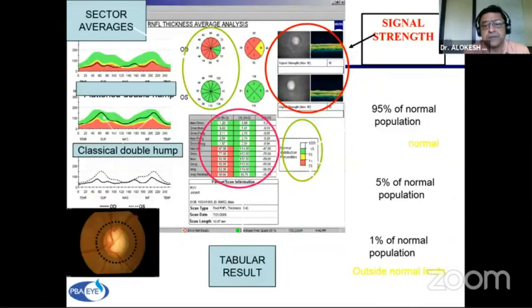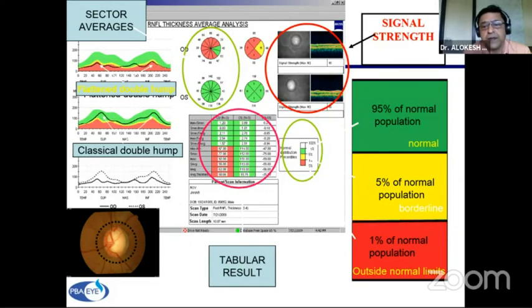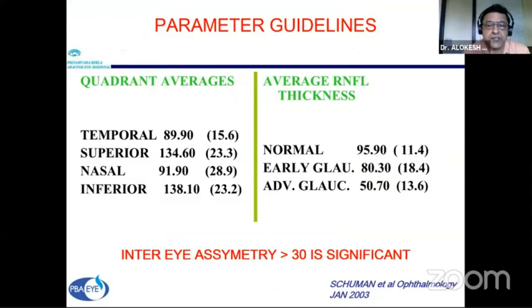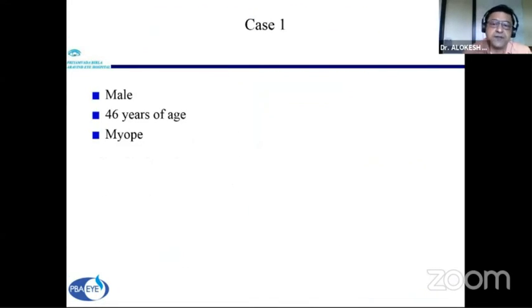So these are the basic printouts. I think all of us are familiar with them. The color coding is dependent upon the percentage of the normal population against which it is scanned. One most important thing about the parameters that we should remember is that an inter-eye asymmetry of greater than 30% is a significant difference.